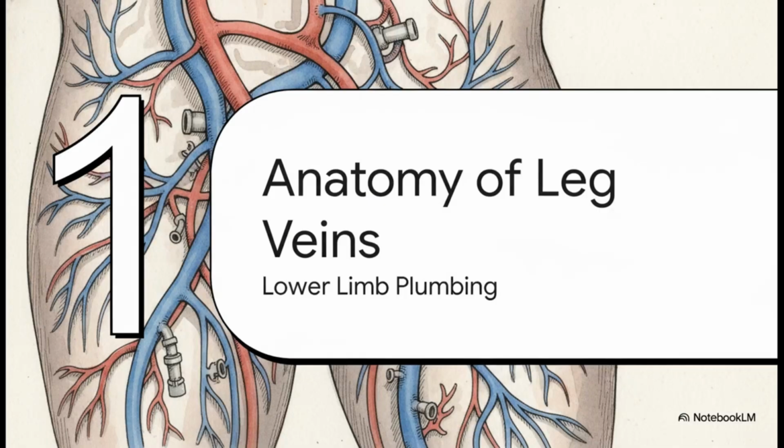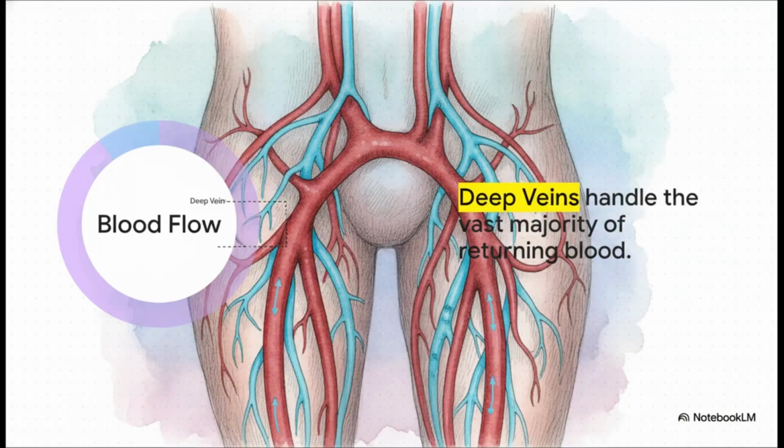Section 1. Anatomy of leg veins. The blueprint of lower limb plumbing. Before we can understand the disease, we really need to establish our baseline, and this brilliantly illustrates the workload of our venous system. Your deep veins handle a massive 90% of the returning blood.